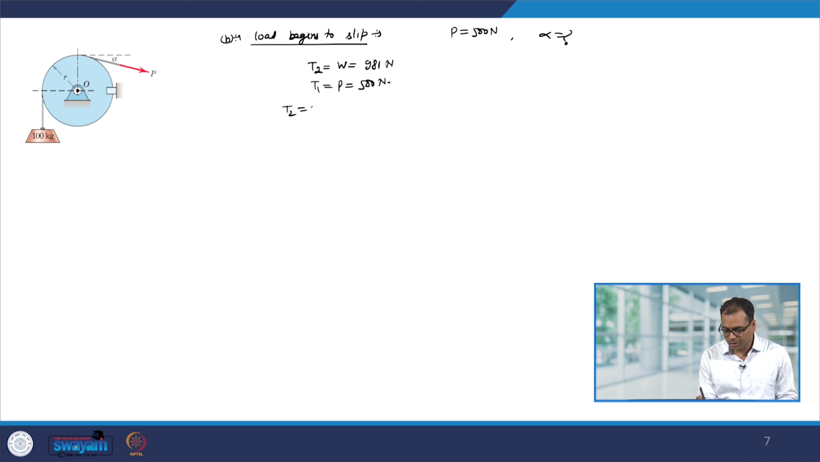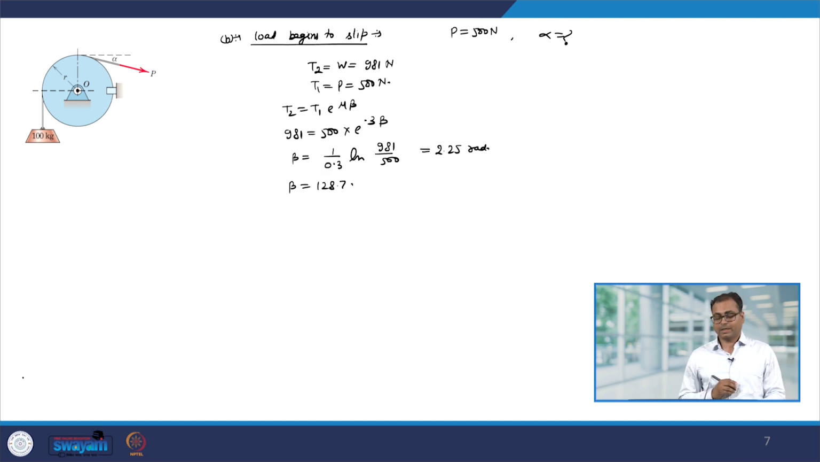So, therefore, again T2 equal to T1 e to the power mu beta. From here we have 981 equal to 500 into e to the power mu is 0.3, and let us say the entire angle that it is making is beta. Okay. So, we can find out what is beta. Beta will be 1 over 0.3 ln 981 divided by 500, and this comes out to be 2.25 radian. Therefore, in degree beta will come out to be 128.7 degree.